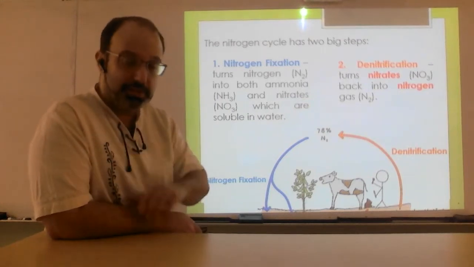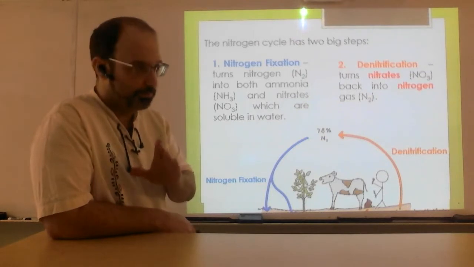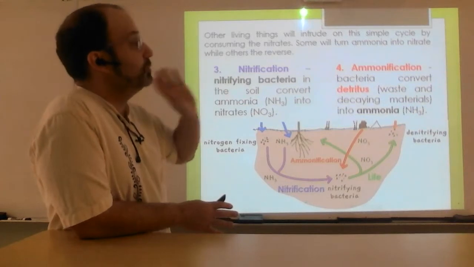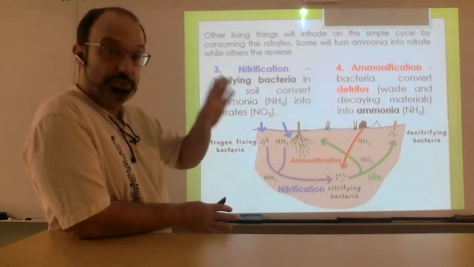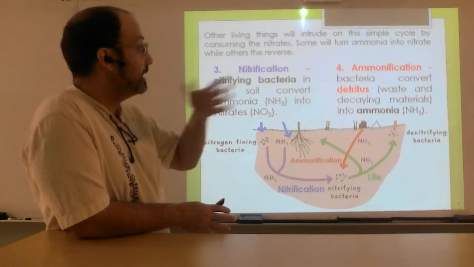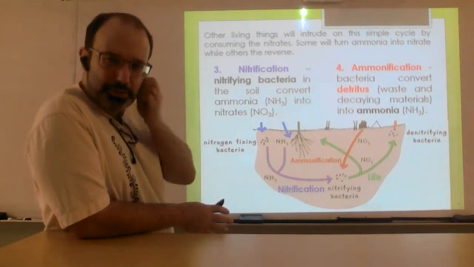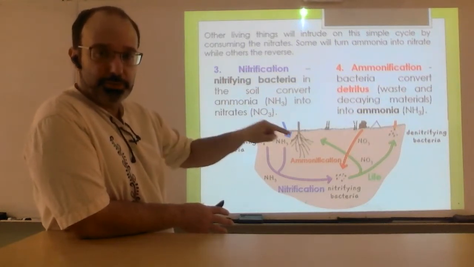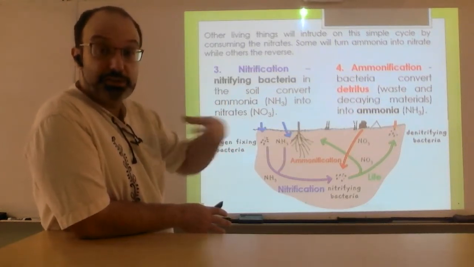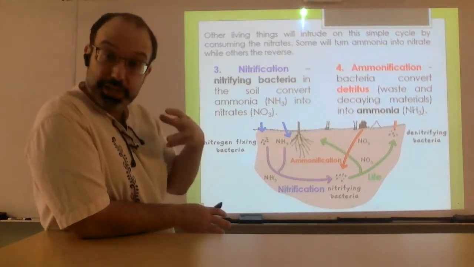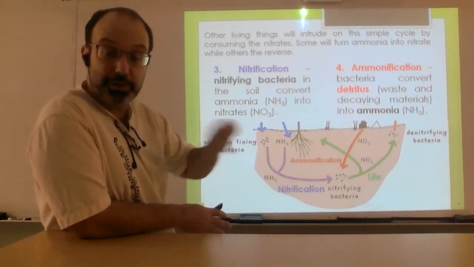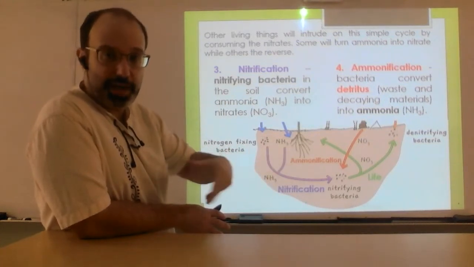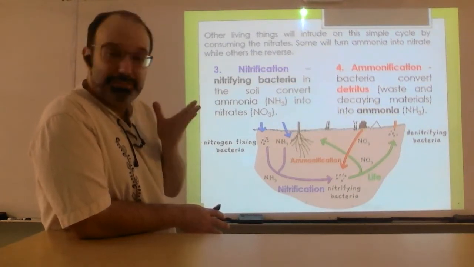But living things complicate this, okay? So here's the other half of the picture, right? As it says here, other living things will intrude on this simple cycle by consuming the nitrates. Some will turn ammonia into nitrate while others the reverse. Why is ammonia coming into this? Well, when nitrogen fixation happens, which was in this area here, see here's the two blue arrows. When I pin the nitrogen to the ground, some of it just immediately becomes nitrate, in which case it can skip this purple arrow step right here. The stuff that becomes nitrate just immediately gets picked up by plants and then picked up by animals in turn, no problem. But sometimes that doesn't happen.